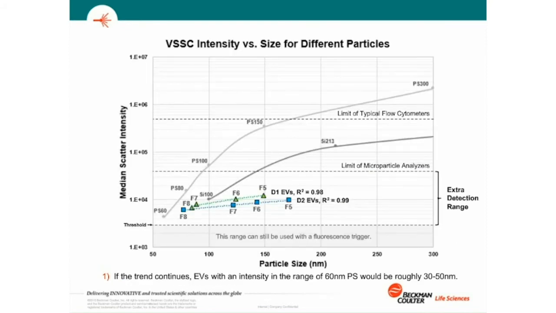So in this chart, you can see the violet side scatter intensity versus size for the different particle fractions. And the top dashed line here indicates the sensitivity limit of a typical flow cytometer. The second dashed line indicates the typical limit of a microparticle analyzer. And the range beneath this is the extra sensitivity range that you can find on the CytoFLEX. Interestingly, all of these ISON fractions fall directly within this size range and have a perfect linear distribution, so 0.98, 0.99. And it would suggest that if this trend were to continue, the intensity in the range of 60 nanometer particles would be roughly 30 to 50 nanometers for the EVs.